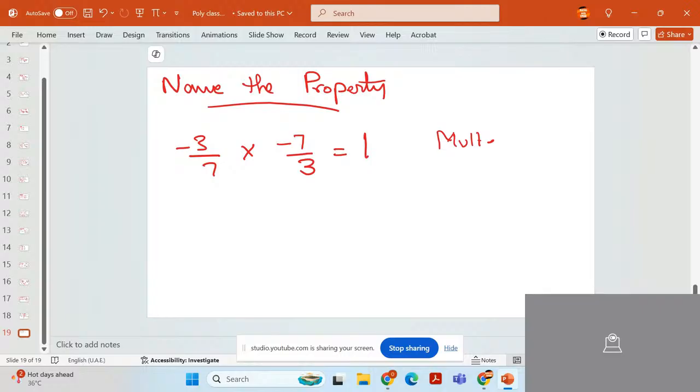Then what are you doing here? The first number is getting reciprocal, so it will be called as multiplicative inverse. Understood?